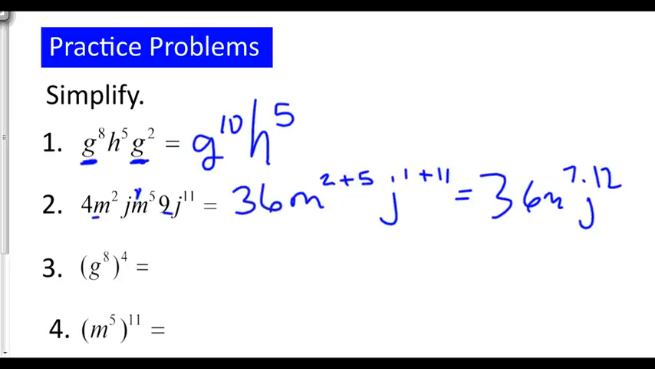And 3 and 4 are examples of raising a power to a power. That's when I have a power in parentheses and I'm raising it to another power. Remember, I'm going to multiply those exponents. So 8 times 4 is 32, so this is just g to the 32nd. 5 times 11 is 55, so this is m to the 55th. And that's how we work with exponents and multiplication.